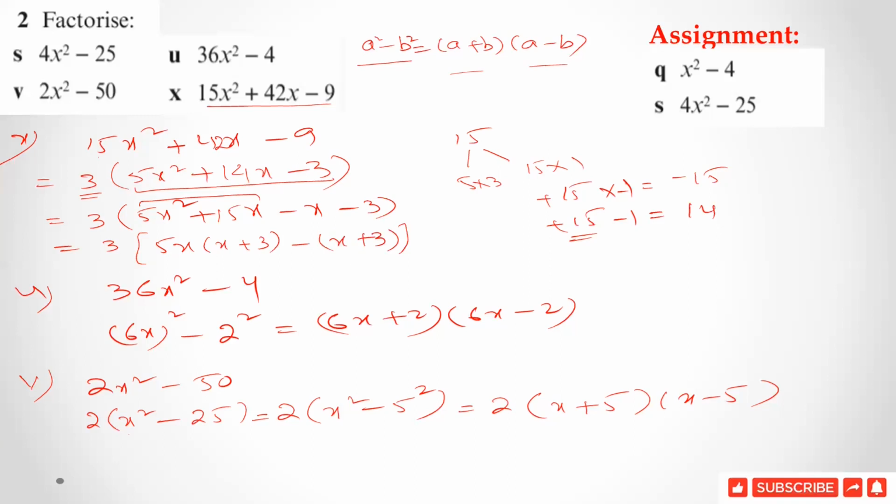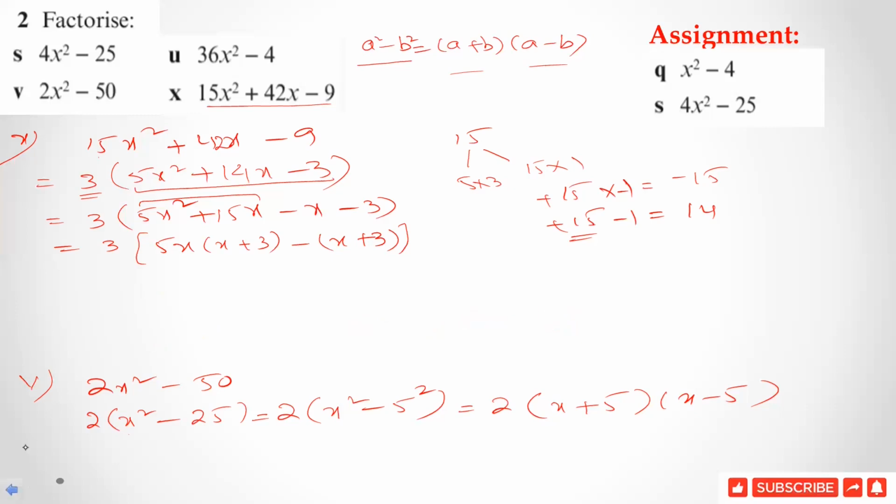To write the next part, we have to take this space and remove it from here. So now 3 will remain as it is, and we take x plus 3 common from here, and we are left with 5x minus 1. So this is the answer, the factors of the given algebraic expression in the x part. Q and S are your home assignments.